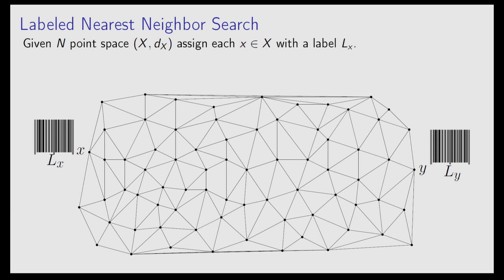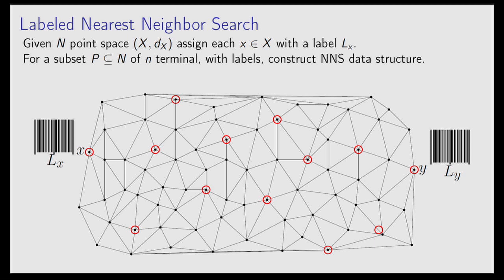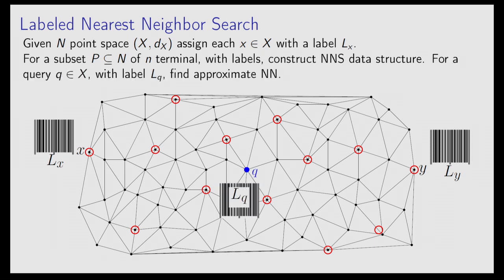And once you're done and give these real names to each vertex, I will give you your subset P of terminals, and I will give you the labels of these points. And now you need to construct a nearest neighbor data structure, such that given a query, and when the query arrives, it will of course arrive as a label, not just a meaningless name, you should return a 1 plus epsilon nearest neighbor. And so this is the game.